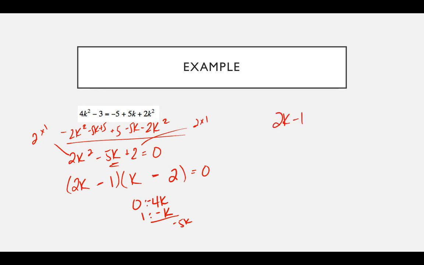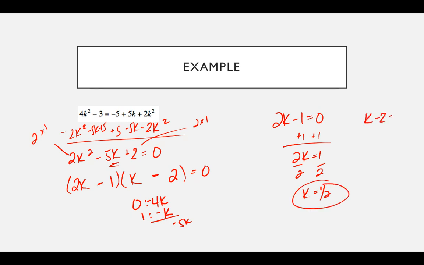So 2k minus 1 equals 0. We're going to add the 1 and then divide by 2. We get k equals 1/2. And then k minus 2 equals 0. We add the 2 and get k equals 2.